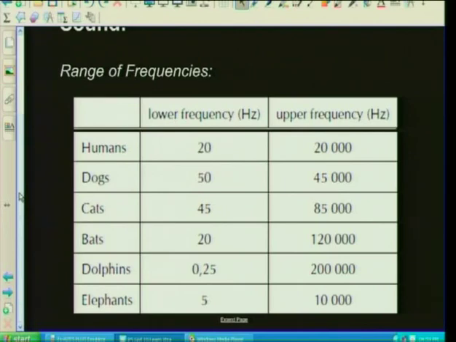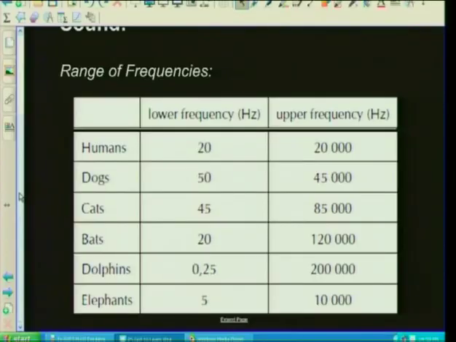Dolphins can hear as little, as small as 0.25 hertz. That's incredible. They have an incredible range. Goes up to 200,000 hertz. Look at elephants, though. Elephants start at 5 and end at 10,000 hertz. So they don't hear high-frequency sounds very well. The bigness of their ears doesn't determine what frequencies they can hear. Okay? Just means they can capture a lot of sound, but they can still only hear certain frequencies.